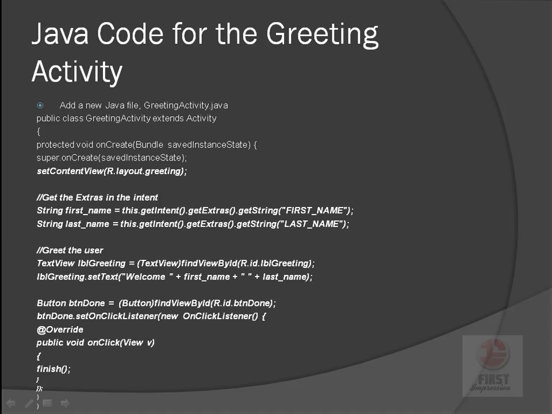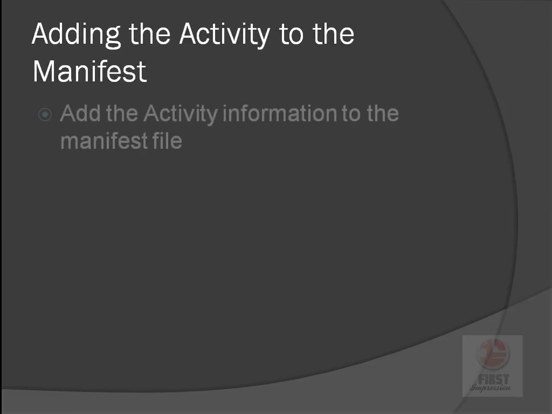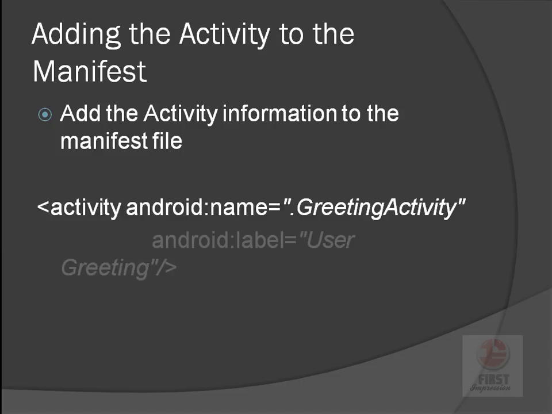No, we have to add the reference of this activity inside the manifest file. Let's add the reference. I hope we are clear with this. We have added the activity and we have given the name of the activity as .GreetingActivity. Why the dot? Because we are indicating that GreetingActivity is inside the current package. The label of this is User Greeting. So whenever someone launches this activity, the heading that they'll get on the screen is User Greeting.